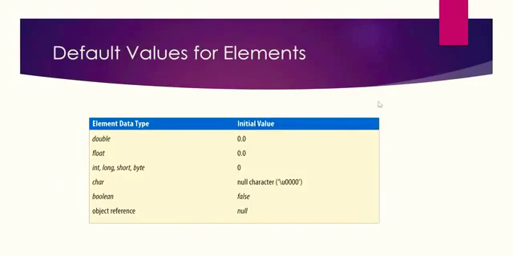Now, since we did not assign any values to our array elements yet, Java will assign the default values for our elements. So if we created an array of doubles, the default or initial value that we'll give to our elements will be 0.0. Same thing with float, it will be 0.0. For integer, long, short, and byte, the default or initial value will be 0. The characters will be initialized to the null character, which is the Unicode 0000. The Boolean variables will be initialized to false, and then the object references will be initialized to null.